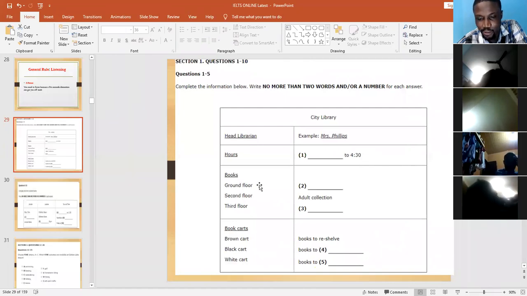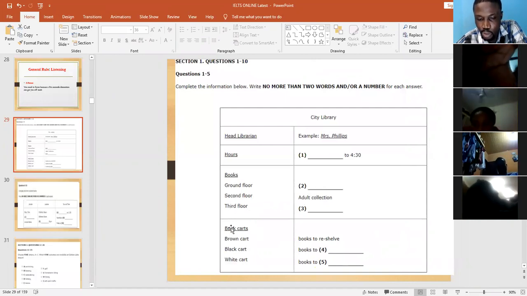Question 2 is ground floor. Which books are on the ground floor? Because you understand that the second floor has the adult collection, you are expecting the audio to mention the ground floor and the books placed on it. The same thing with the third floor.